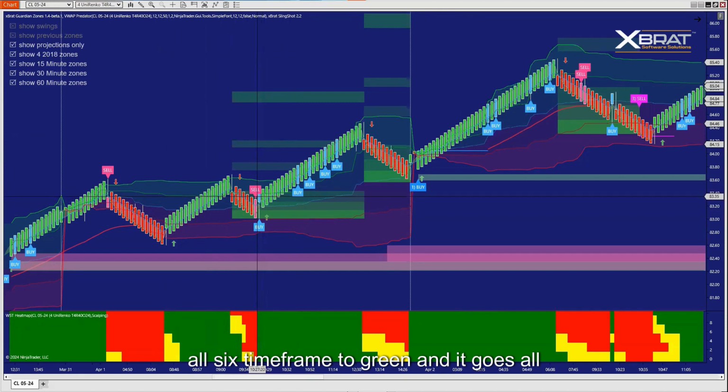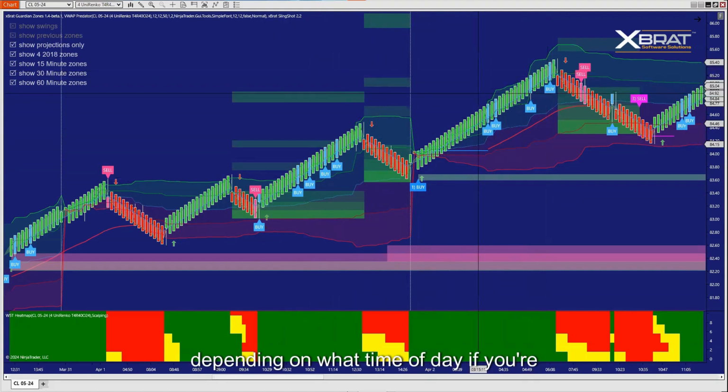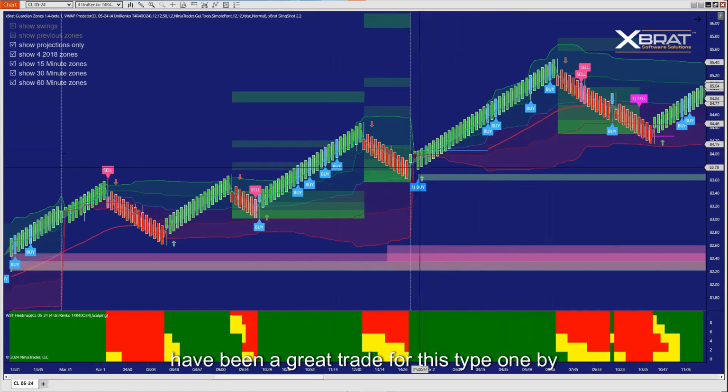All six time frames are green, and it goes all the way up just through target 2, pulls back into that pullback zone. We get the close, we get a type 1 buy, and it goes again. Okay, depending on what time of day. If you're going to trade in the evening US, this would have been a great trade for this type 1 buy, having known that from these lows from the day, we've had a pullback, we've had a great trade, we've had a pullback in another pullback zone. The session's closed, we've reopened again, type 1 buy, and it goes all the way, and it goes that way.